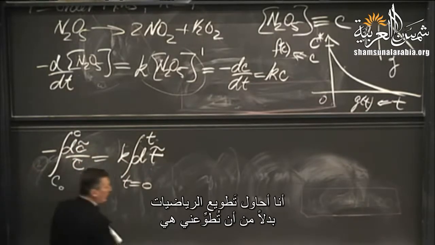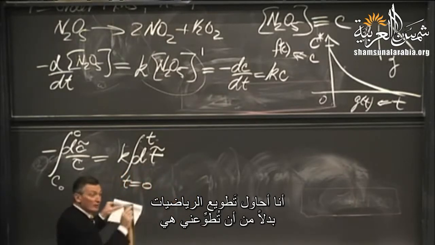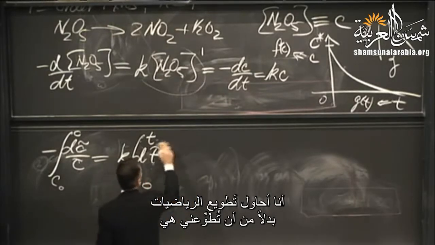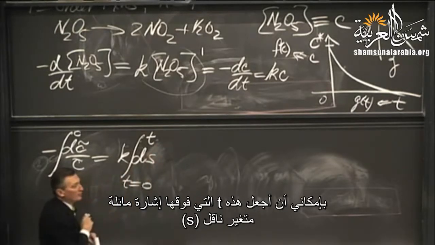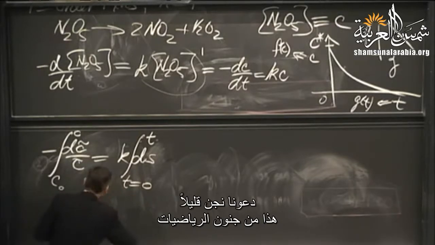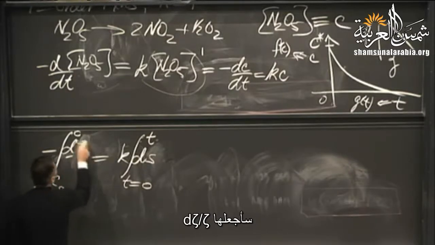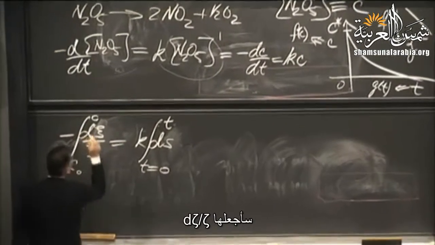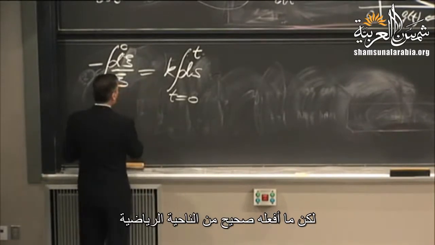If I wanted to be a pedant and really make the math enslave me instead of me enslaving the math, watch this. What I could do is make this a carrier variable S. You don't know what I'm talking about now, right? But let's get really crazy. This is how bad the math can get. You can do this in a chemistry book. Let's use some Greek. So I'll make this dc over xc. Now I've totally left the class behind, but it's mathematically correct.